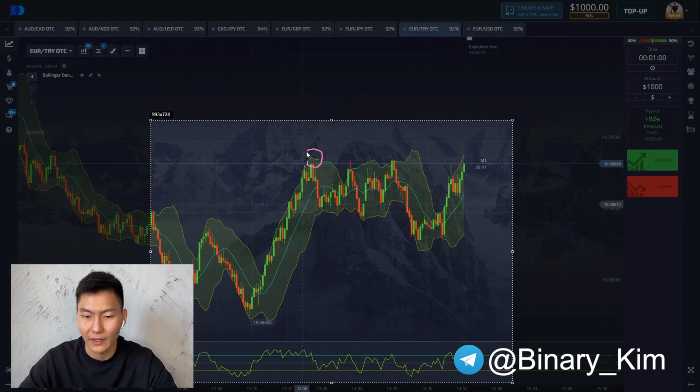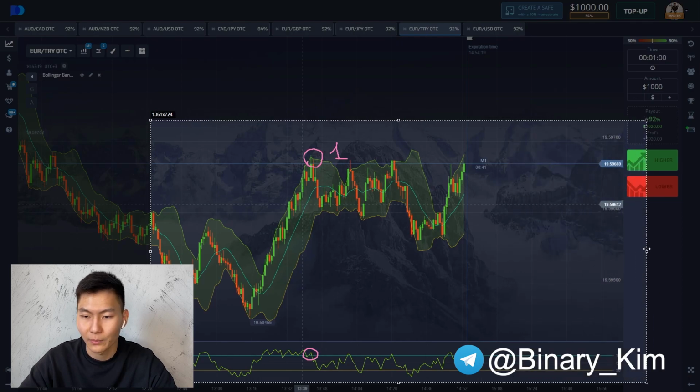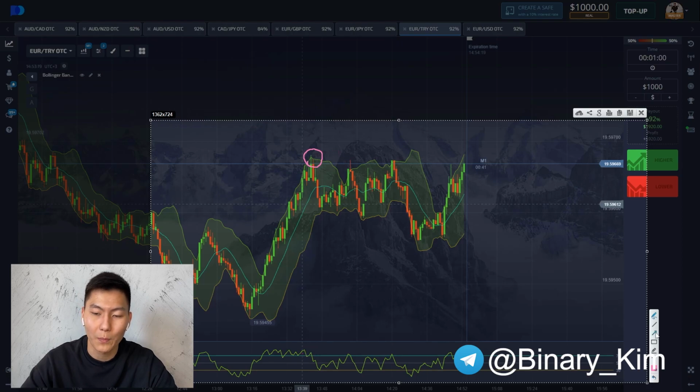So here the touch of the upper boundary did happen, and this is signal number 1. Basically we see the whole picture: the moving average crosses the level 70, the overbought zone, so the crossing is top down, and this is signal number 2. You should realize that if we open the short here, the price goes downwards.